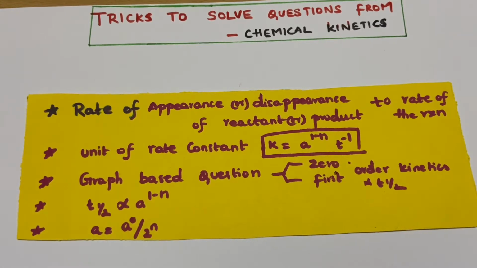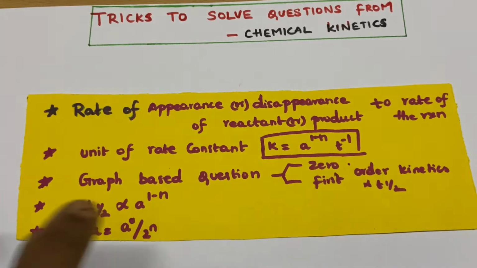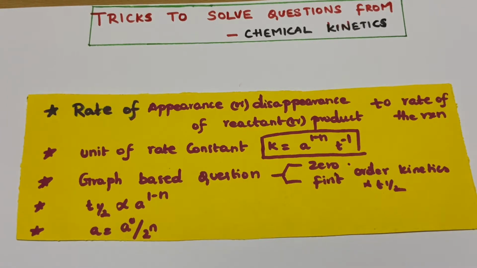And also, usually the graph based questions are asked from the chemical kinetics chapter. I will be focusing on the tricks to solve the graph based questions, and I have covered the zero and the first order reactions, including its half-life period. And what is the connection between the half-life period and the order of the reaction? So if the half-life period is given and they are asking what is the order of the reaction, I am going to tell you the trick also.